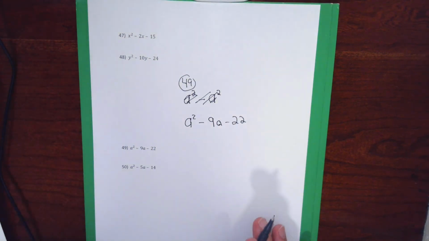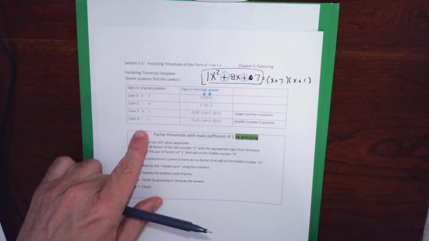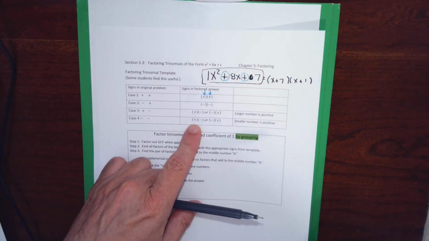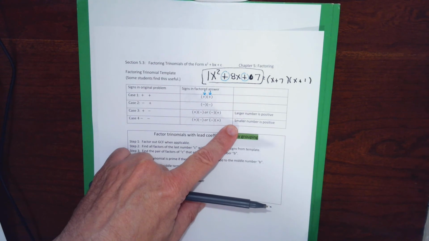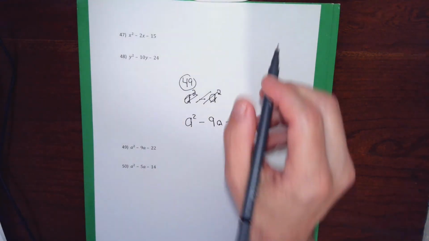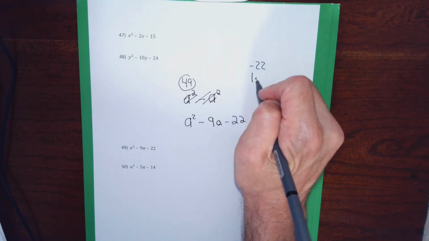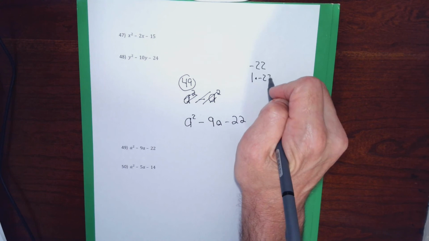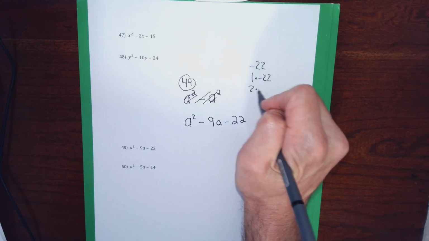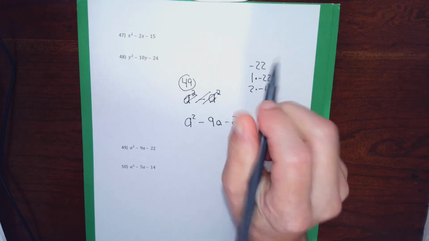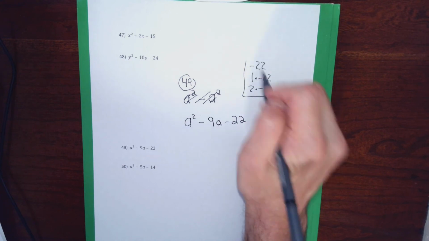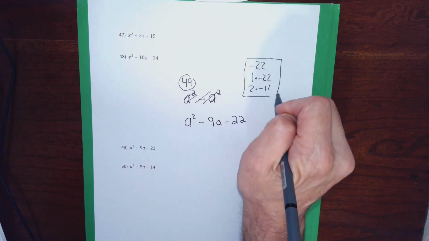So this is the bottom row of my template. I need plus and minus numbers, smaller one positive, bigger number negative. I need factors of negative 22. So for negative 22, smaller one positive, bigger one negative, those are going to be my choices. I have my factors of 22 written off on my sheet that you're allowed to use on the test.